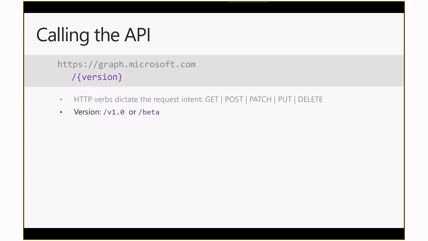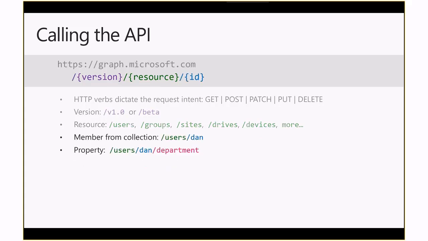Today we have two versions, beta, which is our preview, and our GA version, which is v1.0. And the next piece we have is the actual resource in general that you want to gain access to. So here we have a variety of different resources that you can access. And then those resources, in effect, are collections or entity sets. And from there, I can pick a particular member of that collection, in this case, Dan. And I can also pick a particular property that is on Dan.